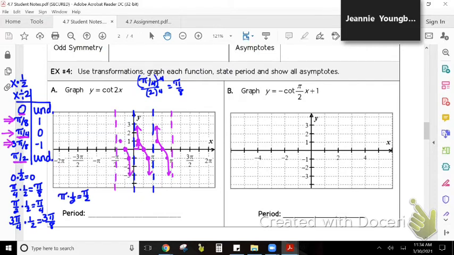So I want you to do a full period going to the left and a full one going to the right. Now, if you want to do more than that, you are welcome to, but you don't have to.